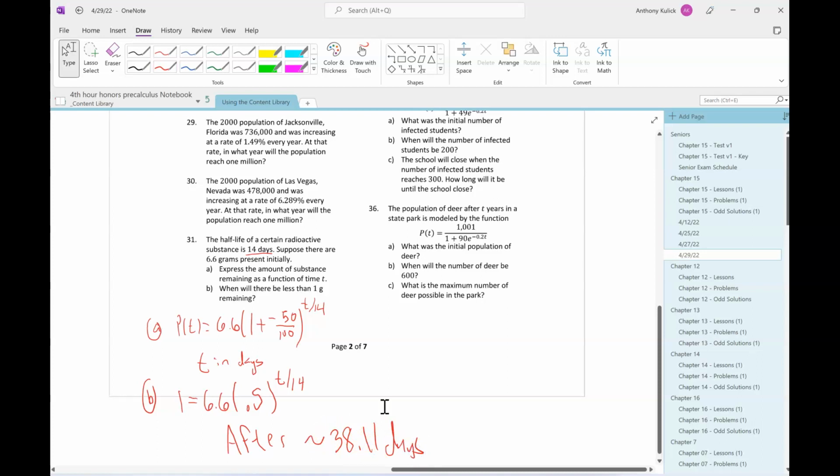and here the "after" would be really important, right? Because it says, when will it be less than 1 gram? So it's all the times after that.